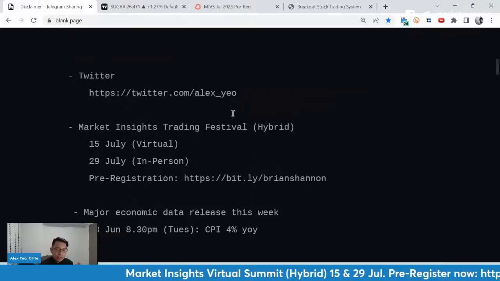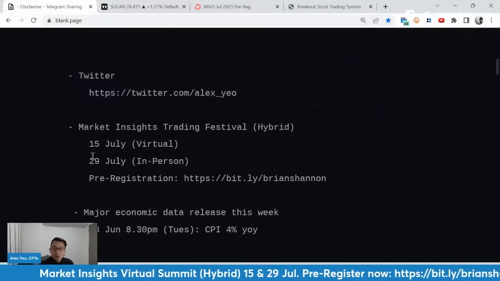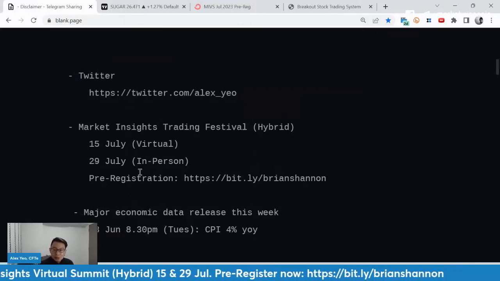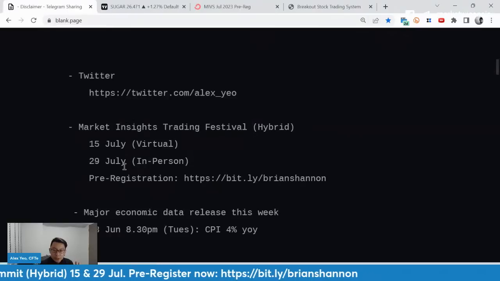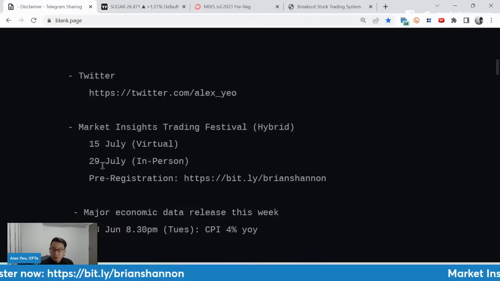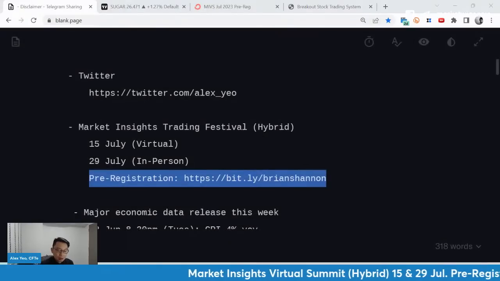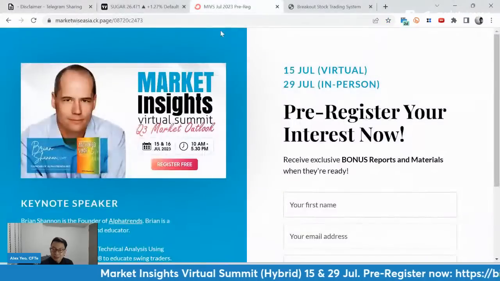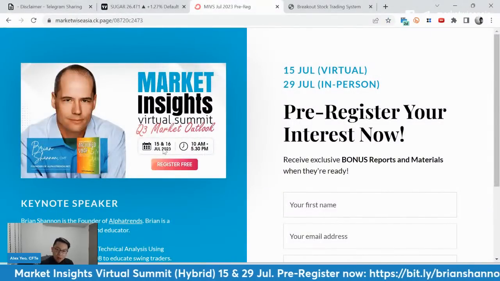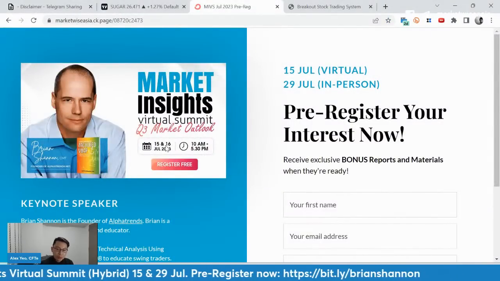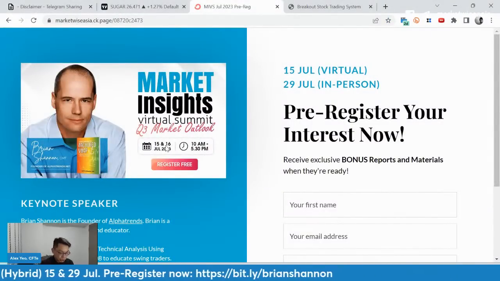Right now, just to let you know, 15 July is virtual, 29 July is in person, so there's a gap of 2 weeks. For the pre-registration page, let me post the link in the comments over here. You should see this link over here. So ignore this 15 and 16. Initially we were just thinking of 2 days virtual, but right now we have this added-on session on the 29th.